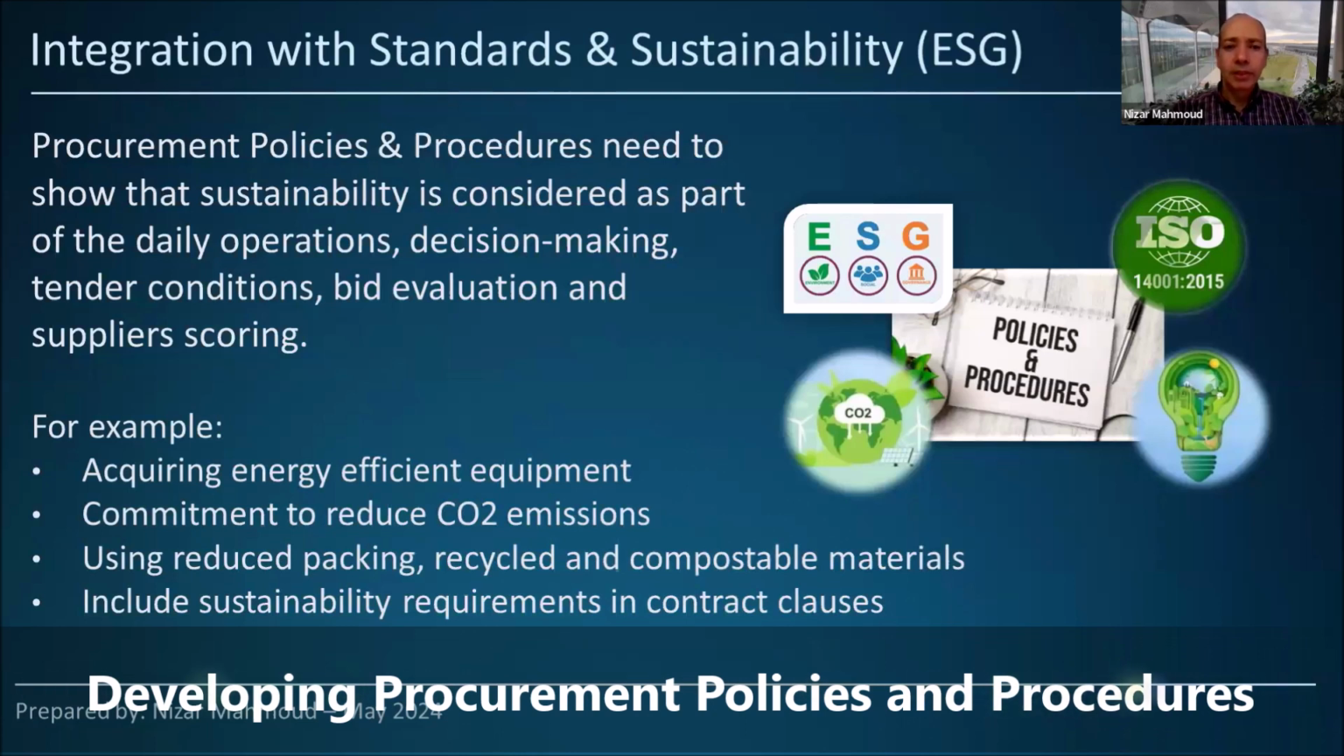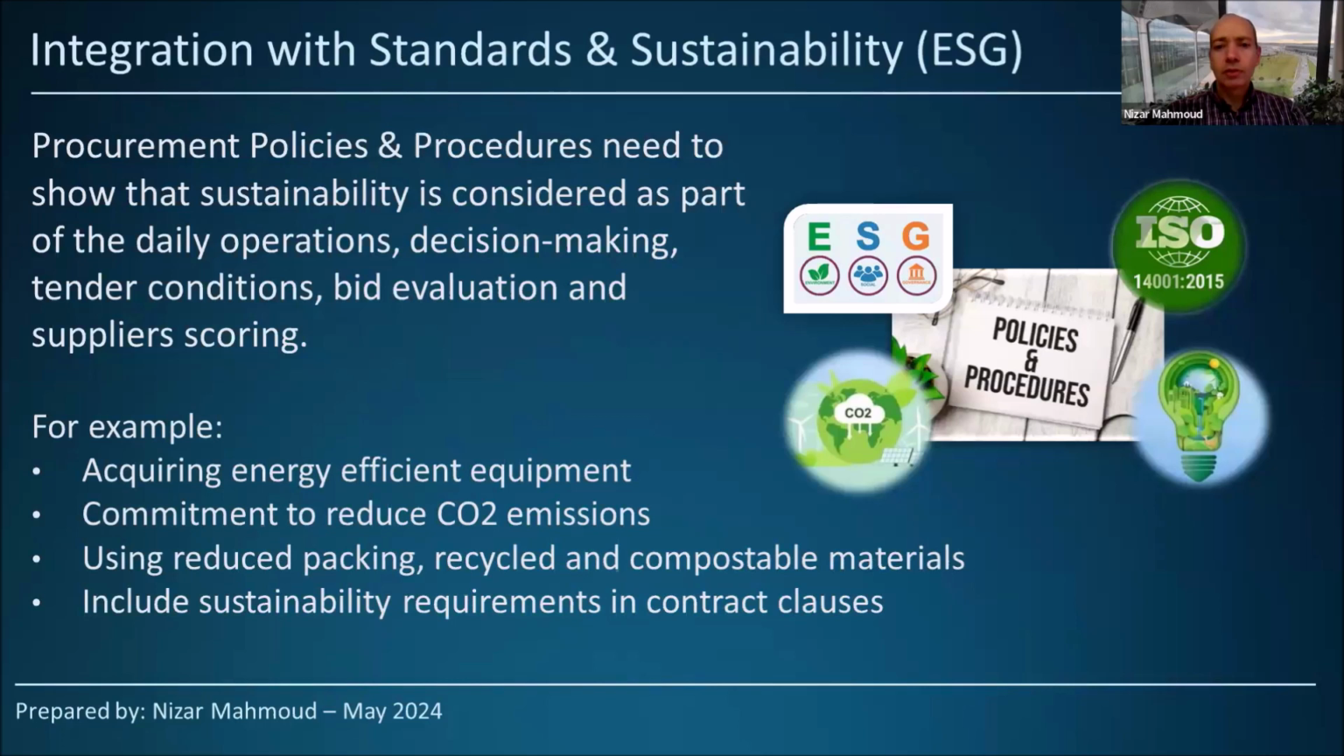So how can this be done? This is just an example. In our bid or request for proposal or quotation, we should also require energy efficient equipment if we are buying equipment or spare parts. And we should ensure the supplier is committed to reducing CO2 emissions. For example, also using reduced packaging, recycled or compostable material. And if we are doing contracts, we should also include sustainability requirements in the contract clauses.